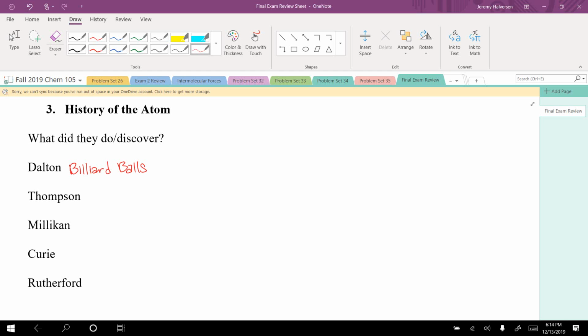All right, so he said atoms were like billiard balls. Cool. What about Thomson? Yeah, this was the cathode ray, which means he discovered what? Yeah, he discovered electrons, and somebody I think said it, and he discovered the mass to charge ratio. I don't know that you totally need to worry about that, but from his little experiment, he could figure out the mass to charge ratio of the electrons. But he didn't know the mass or the charge, if that makes sense. He just knew the ratio between them.